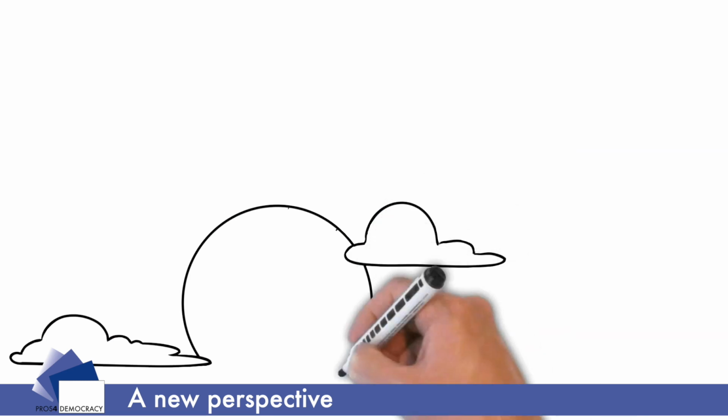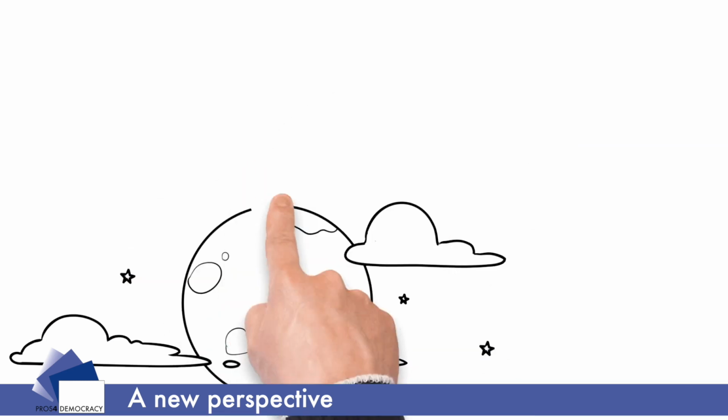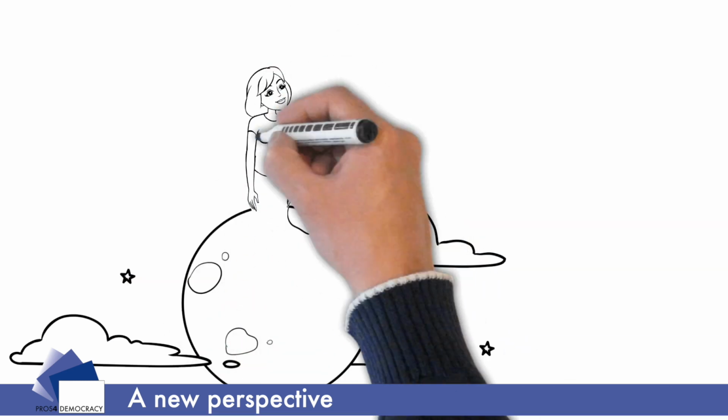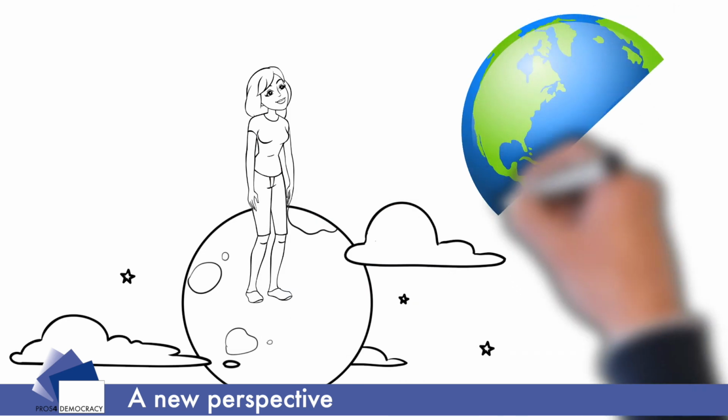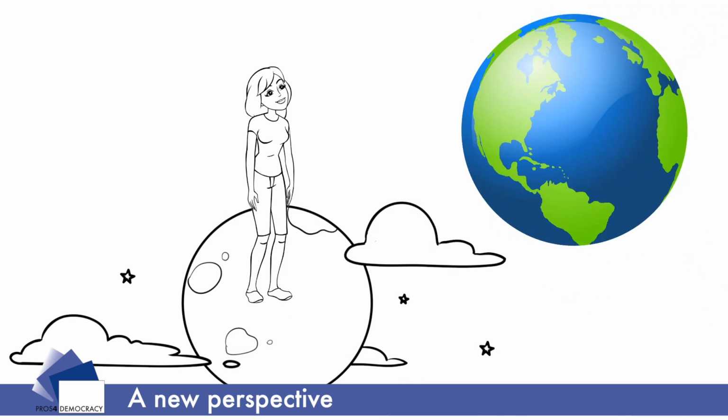Ask the students to close their eyes and let them imagine themselves standing on the Moon looking at the floating Earth. Ask them to locate different places on the globe, including their home country.